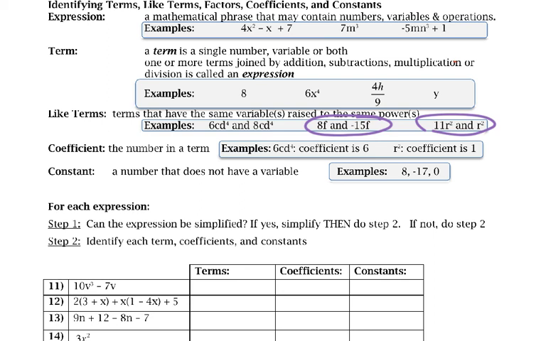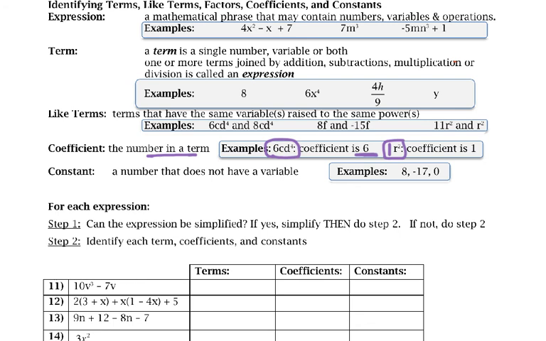Okay, the next one is a coefficient. A coefficient is the number part of a term. So for example, in 6cd to the 4th, the coefficient is the 6. In the expression r squared, the coefficient is 1 because there's a 1 right there. And so we see coefficients all the time. We're going to do some practice with that.